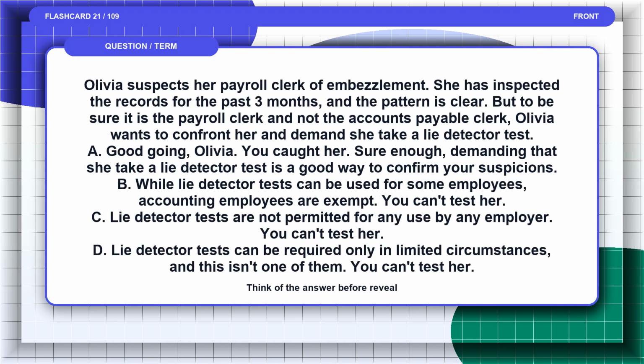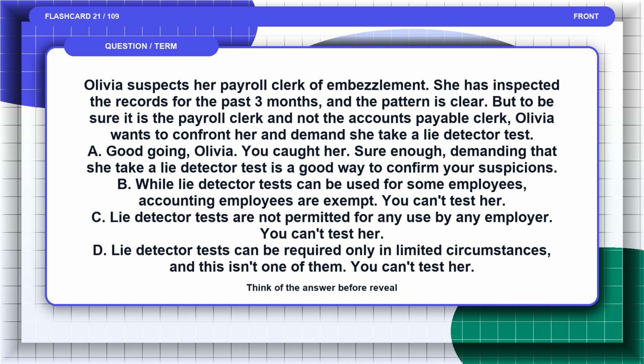Flashcard 21. Olivia suspects the payroll clerk of embezzlement. She has inspected the records for the past 3 months, and the pattern is clear. But to be sure it is the payroll clerk and not the accounts payable clerk, Olivia wants to confront her and demand she take a lie detector test. Good going, Olivia.